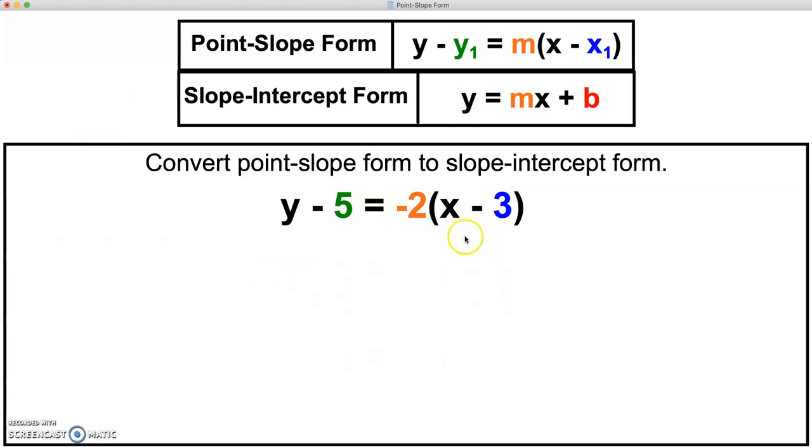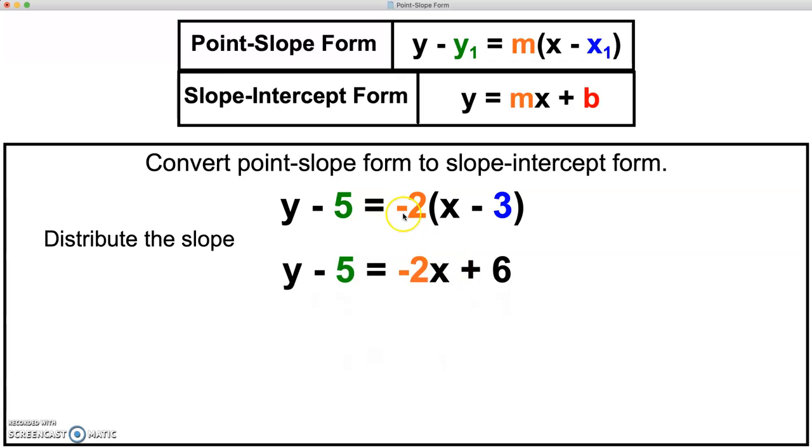So notice here we're given the point-slope form. y minus 5 equals negative 2 times x minus 3. I want to follow order of operations here. So I need to distribute this negative 2 first. So distribute the slope. So negative 2 times x, and negative 2 times a negative 3 is a positive 6.